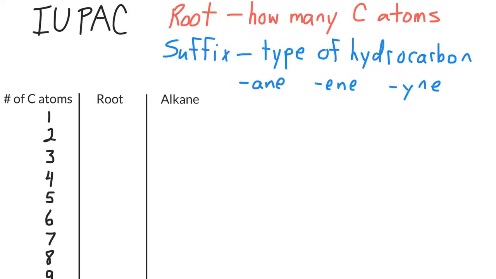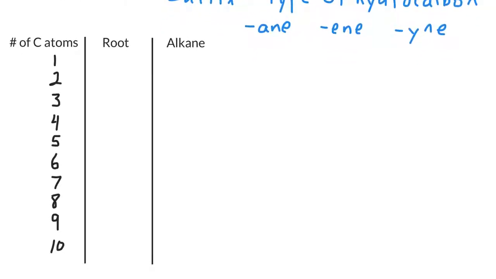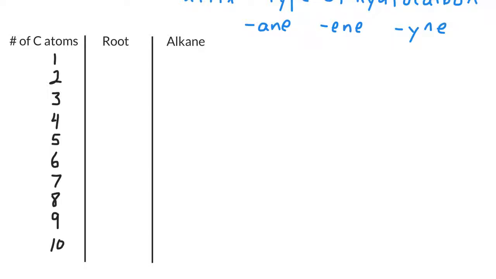So the number of carbon atoms is signified by the root in the name. So I have a list of 1 to 10 carbon atoms. I'll go through what the root is and then what the corresponding alkane would be called. If there is only 1 carbon atom in the molecule, the root of the name is meth. And the name of the corresponding alkane would be methane. Meth for 1 carbon, ane because it's an alkane.